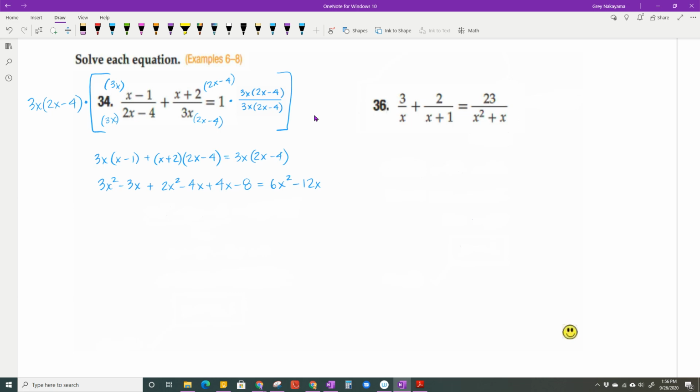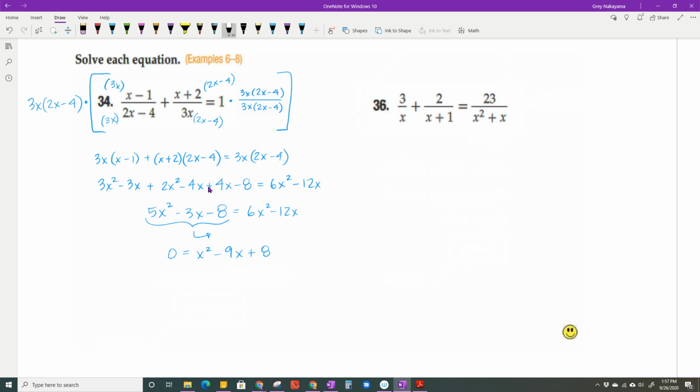So 3x squared plus 2x squared is 5x squared. I have a negative 4x and a positive 4x. Well, those basically cancel each other out. So I have minus 3x minus 8 equals the right side. And again, I'm going to take it where I have the bigger x squared because I want it to be positive. So 6x squared minus 5x squared is x squared. Negative 12x plus 3x is minus 9x, and then add 8.